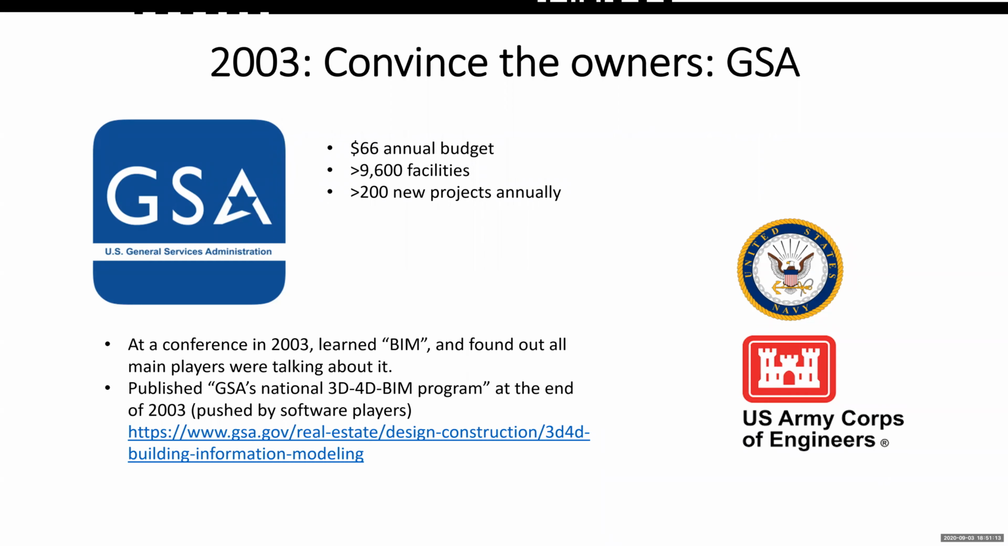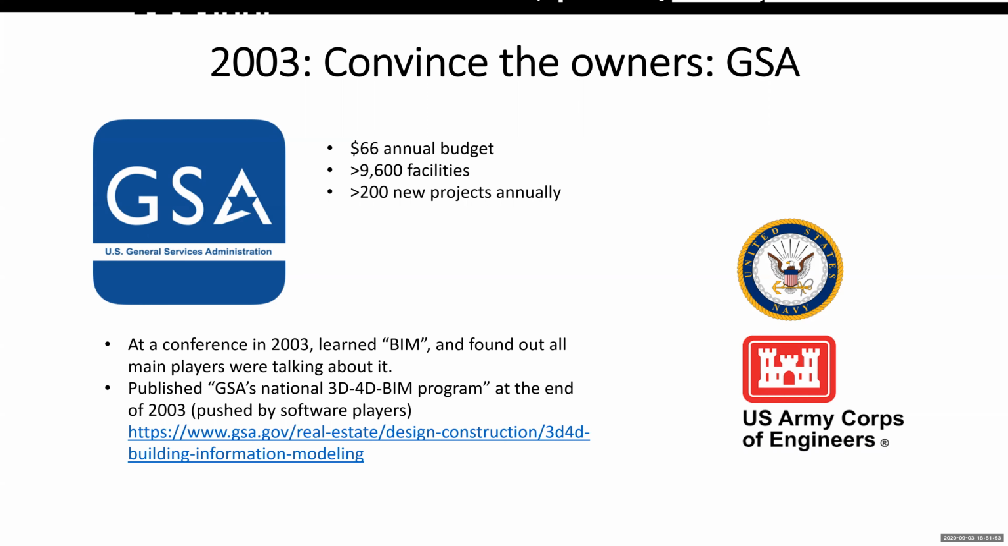They have about a $66 billion annual budget. They run more than 9,600 facilities, and every year GSA is building more than 200 new projects. They're the biggest owner. If you are Autodesk, if you are Bentley, you want to sell this new concept of BIM to general contractors. General contractors don't care. But if the owner says, hey, I want you guys to use BIM, then general contractors have to use BIM. Make sense?